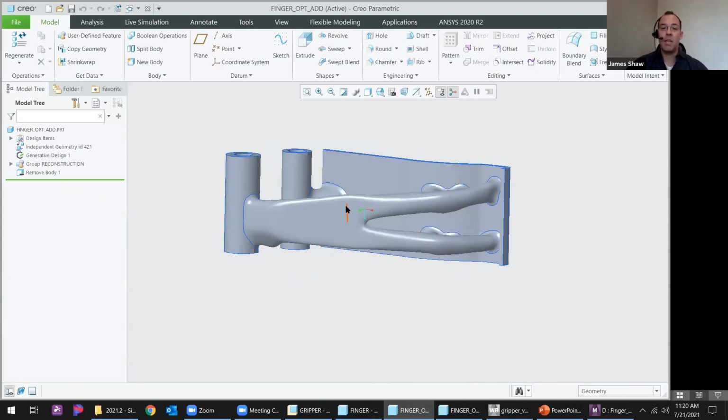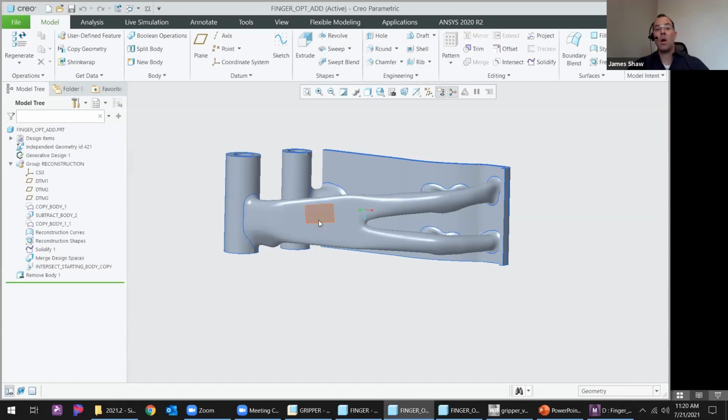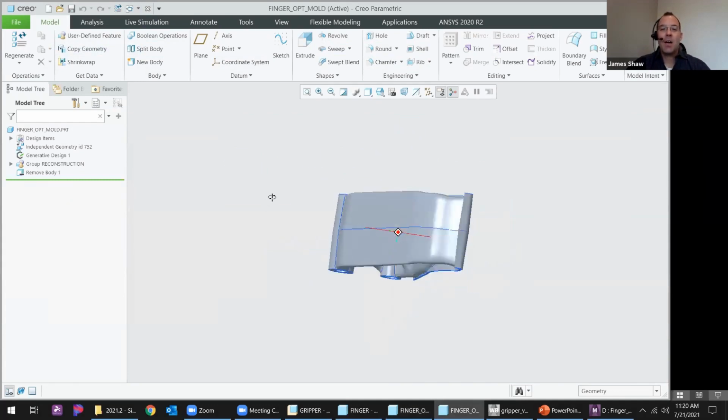This is not just an STL. If you're familiar with the process, this is actually a watertight, what we call a BREP solid. I can come in here and do any of my CAD modeling that I would normally. I can also come in and edit some of the shape of this as well. This is all done with surface modeling. I'm not a surface modeler myself, so I'm not going to tweak it right now.